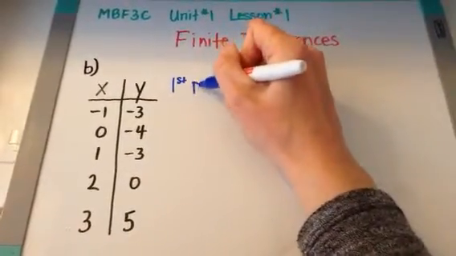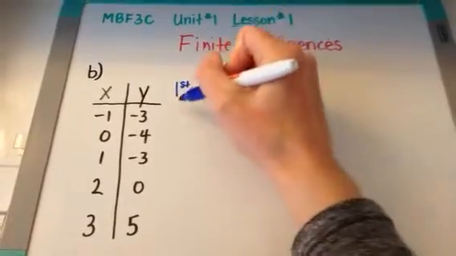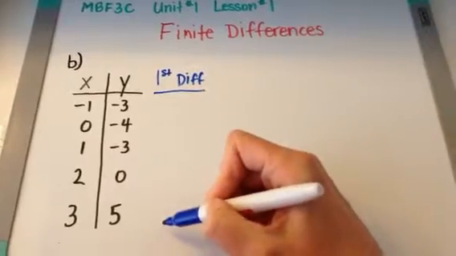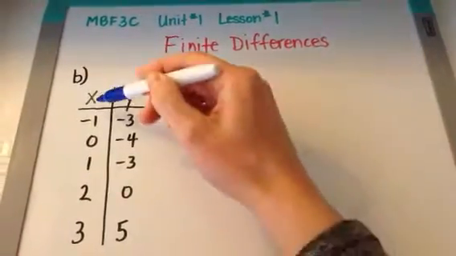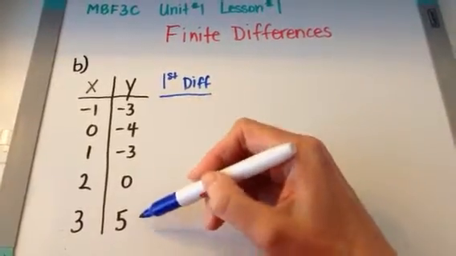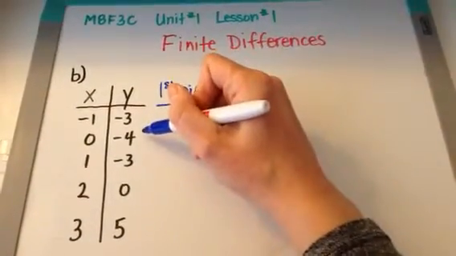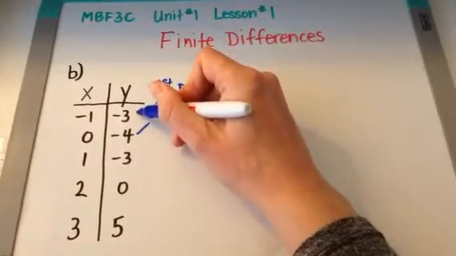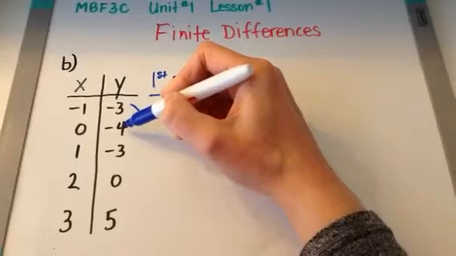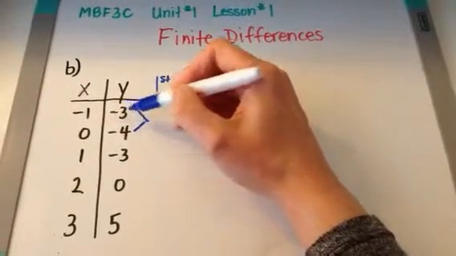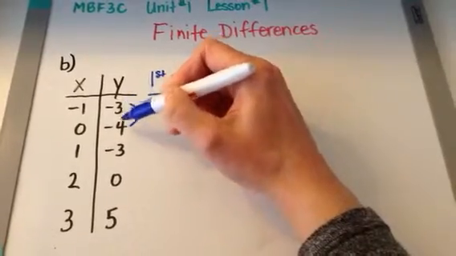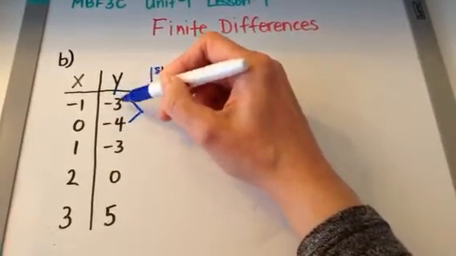To complete your first difference, the easiest way is probably to do it right alongside the y values. For finite differences, we actually don't use the x values at all. We'll only be using our y values. So you want to subtract consecutive y values. Consecutive just means one right after the other. So in this case, we have -3 and -4. We're going to subtract them. You always subtract the second one from the first.